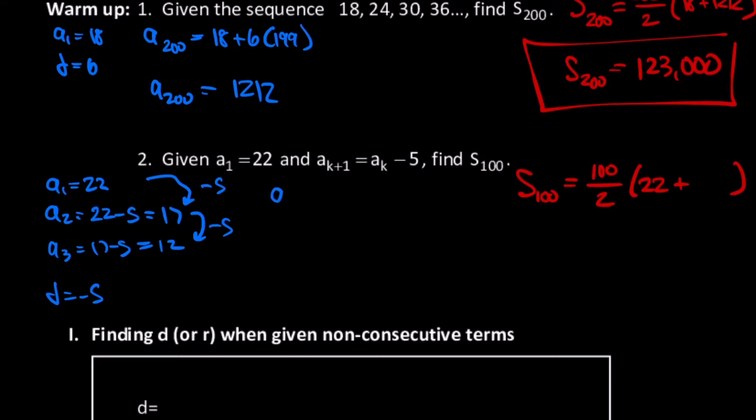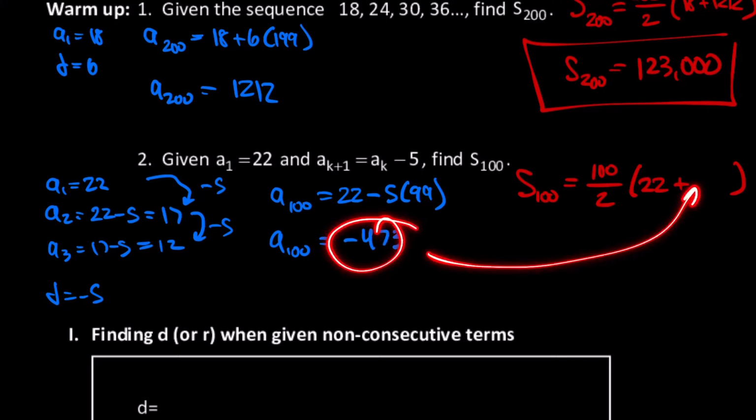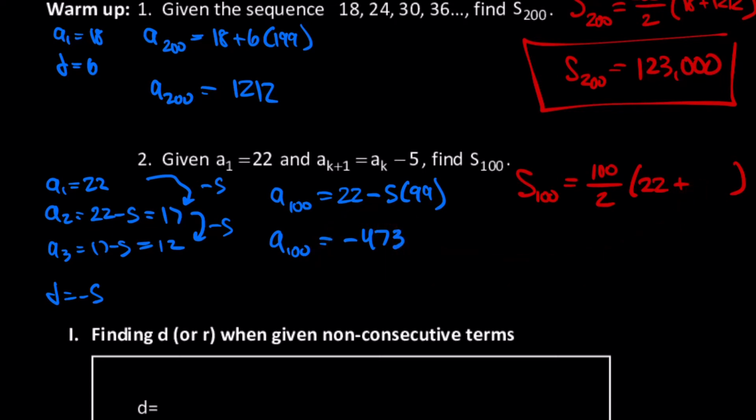So to find a sub 100, which is what I need over here, I need to take 22 minus 5 times 99. So a sub 100 in this case, let me take a look, is negative 473, and that's what I need to plug into my sum formula. So let me actually do this. It's going to be a minus, not adding, minus 473. And if we throw all that into the calculator, I got negative 22,550, if I did that right.